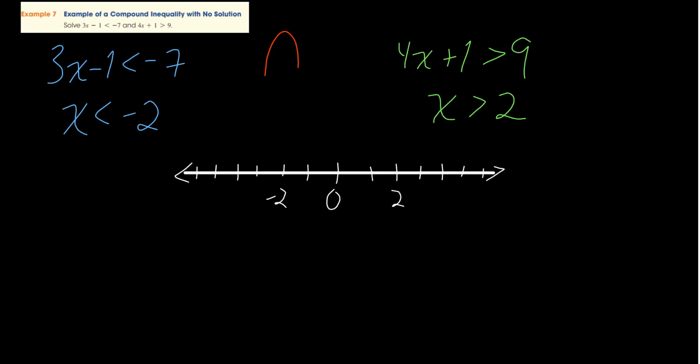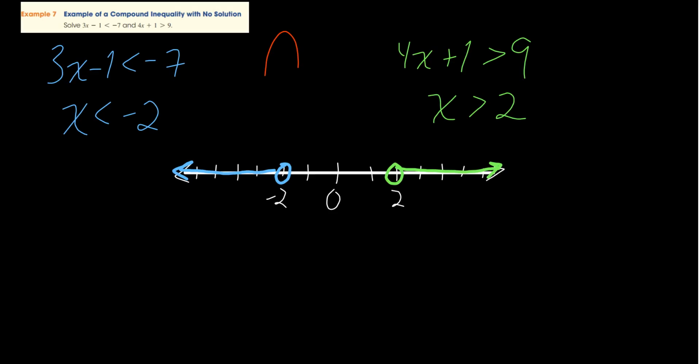Let's go that far. So we're saying x is less than -2, so we're going to have an open circle here at -2, and we're going all the way to negative infinity. And then we have an open circle here at positive 2, and we're going all the way to infinity.